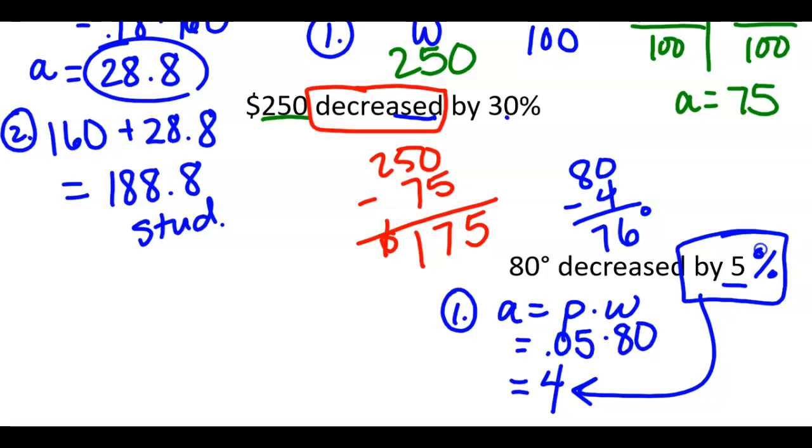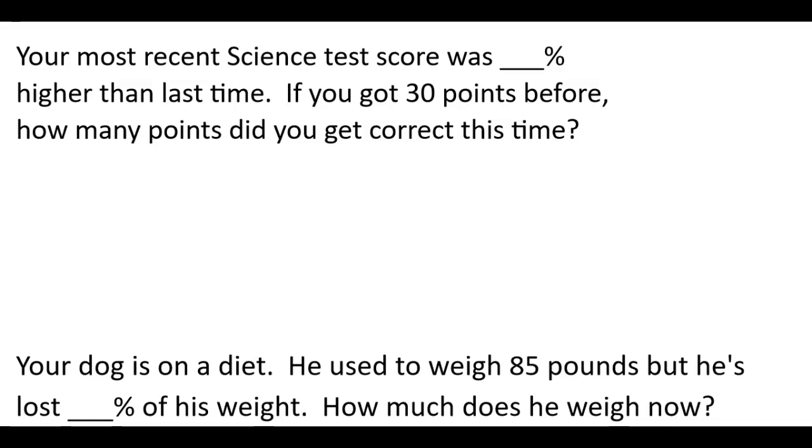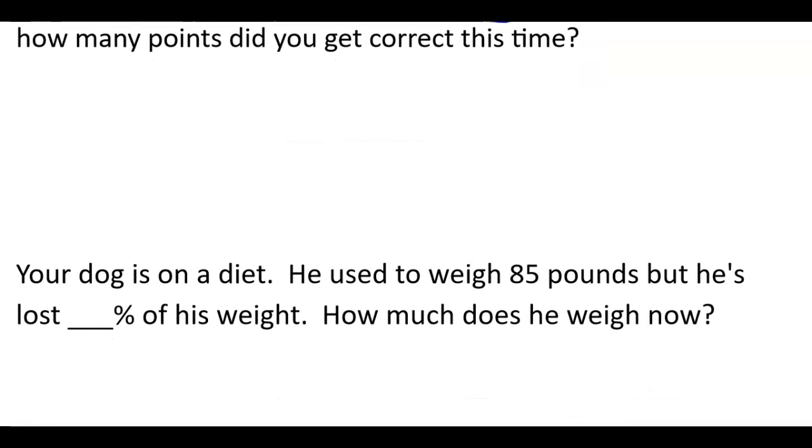Okay, so I've given you a few story problems on the next slide or the next page. All right, let's just read them together really quick. Your most recent science test score was 18% higher than last time. The original, the first time, right? If you got 30 points before, how many points do you get now? All right, so really this is saying what is 18% more than 30. Okay, and then I'll read this next one too, and then I want you to set them up.